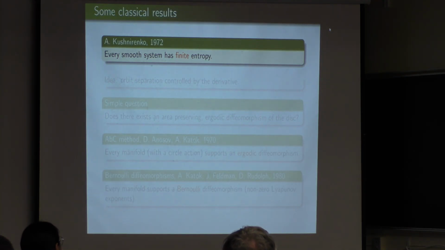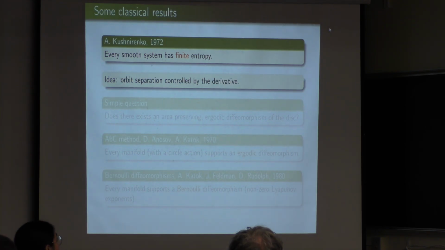Okay, but there is something that is true. Every system has finite entropy. So if I take a smooth system, I can't have infinite entropy. There are abstract systems with infinite entropy. They're easy to construct, basically a Bernoulli shift on infinitely many symbols, where the phase space is N to the Z, so natural numbers to the Z. But a smooth system has finite entropy.